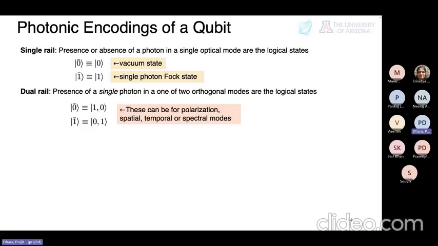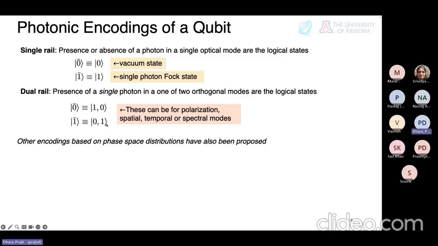Or I can do something like a dual rail encoding, where I can think of the presence of a single photon in one of two orthogonal modes as the logical states. This is more familiar to people in terms of polarization encoding, where it's horizontal or vertical. This is similar notation, just to keep it general. I don't write H or V, or early, late, or T, D, M. I think of this as one photon in one mode, and the orthogonal state is one photon in the other.